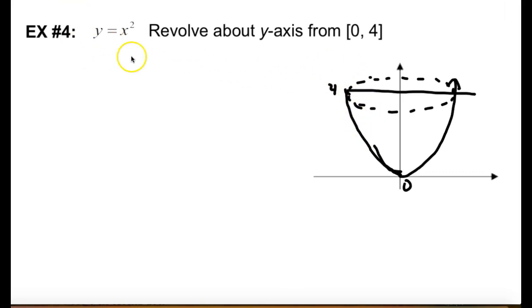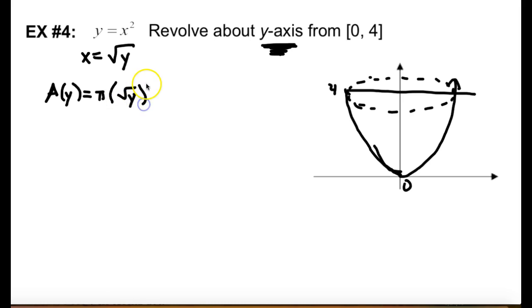So what I want to do here is say, well, I want everything in terms of y. So I need to solve this for x. If I'm revolving about the y-axis, I need to solve this equation for x. So to do that, we would technically have plus or minus the square root of y, but here I just need the positive root because I'm going to be revolving it. So my area function, now in terms of y, is going to be pi times my radius squared. Well, that's just pi times y.